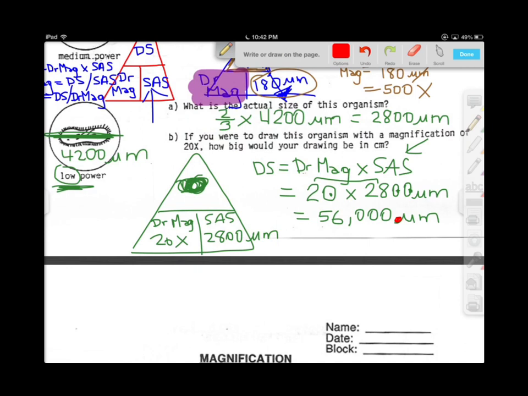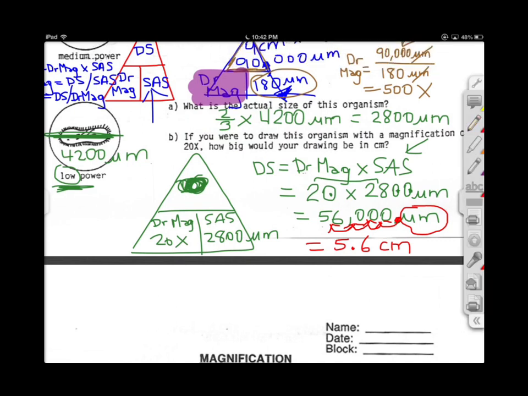But I think you guys probably by this point in school know that dividing by 10,000 is 4 jumps to the left. Should be automatic by now, which is equal to 5.6 centimeters drawn in real life. Look, nobody draws things on paper in micrometers. They draw them in centimeters. So you're wrapping your head around the idea of how big this critter would be drawn on paper.